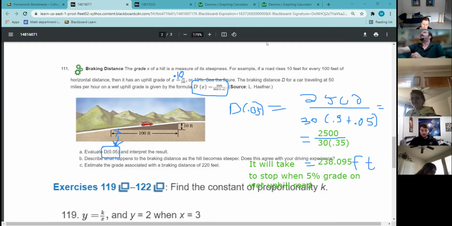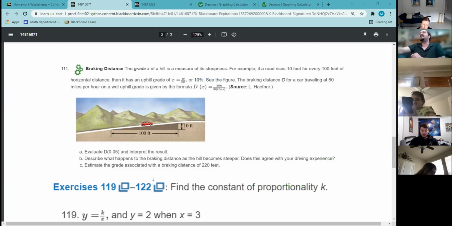Thank you. And just want to think about this. I know they said don't do B, but we're going to do B. Describe what happens to the braking distance as the hill becomes steeper. So what's a good way to do this? If I'm being lazy, what am I going to do?